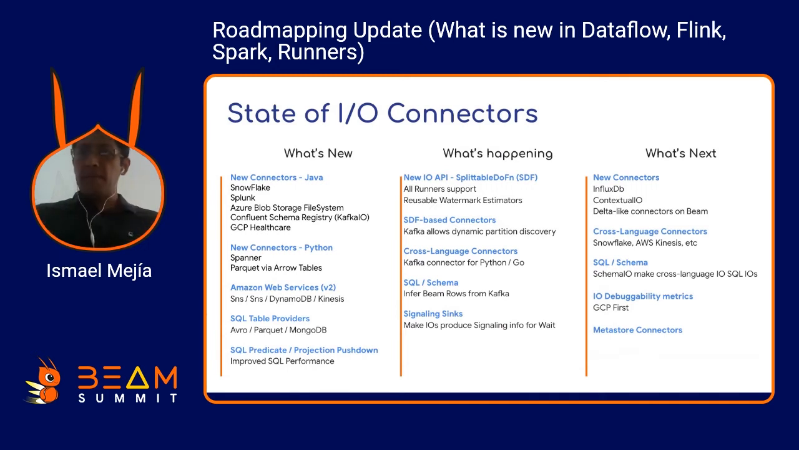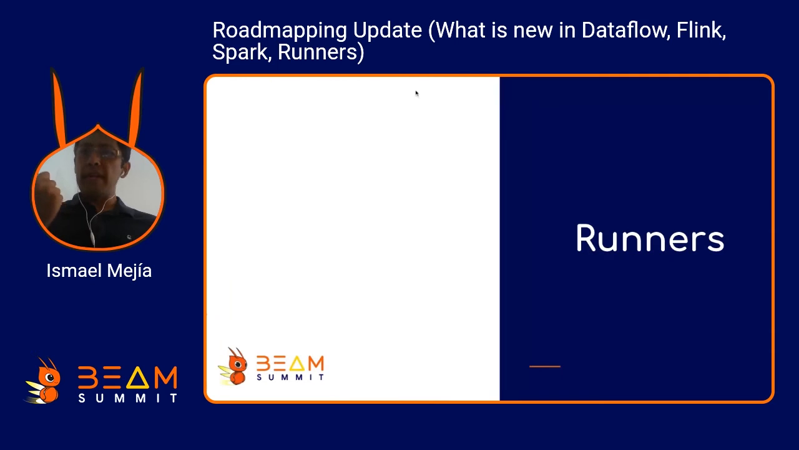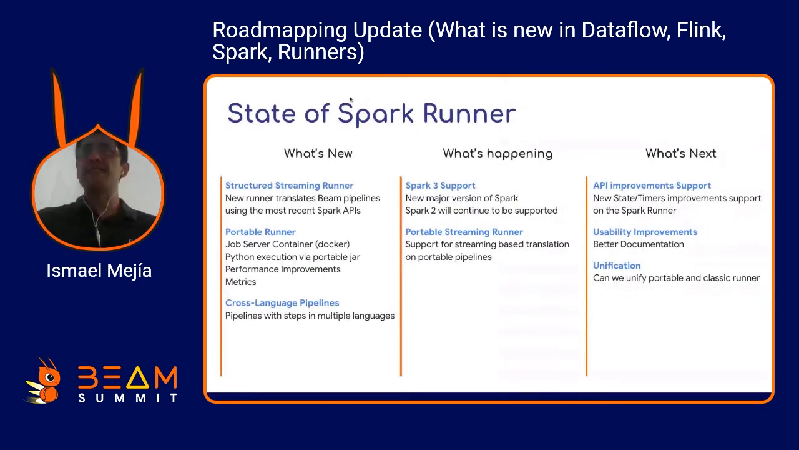Now the third and final part is runners. Runners are what allow us to execute all these pipelines that we wrote using the SDKs and the connectors. We run them with the runners. So I'm going to talk about the Spark runner and its latest progress. Basically, during the last year, we merged a new runner called the structured streaming runner. It's a new way to translate the Beam model into Spark that uses the latest APIs and hopefully gets the performance advantages that they bring.